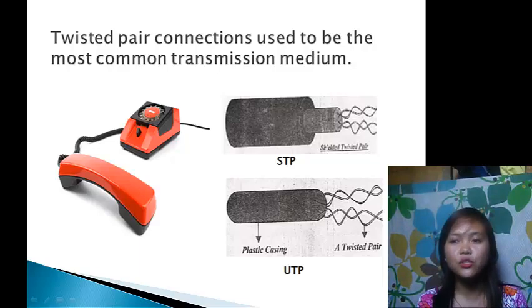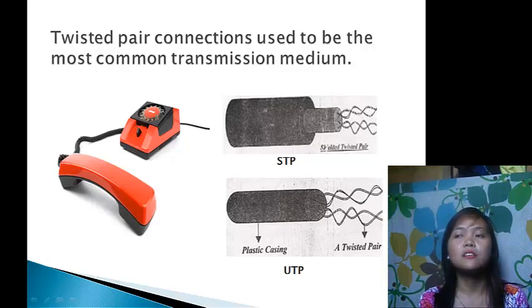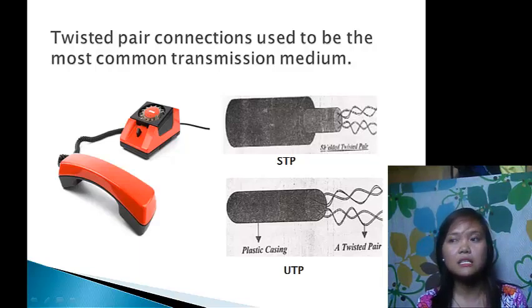Unshielded twisted pair or UTP is more common. It can be either voice grade or data grade depending on the condition. And the advantages of UTP: it is easy installation, capable of high speed for LAN, and low cost. And the disadvantage is short distance due to attenuation.